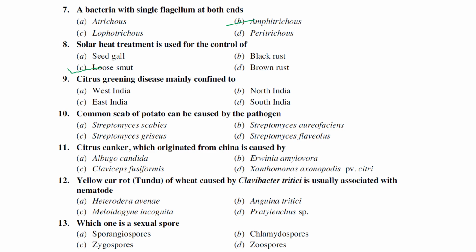The next one is citrus greening disease, mainly confined to West India, East India, South India, North India. Generally, the citrus greening is more severe and especially present in North India only because of temperature.